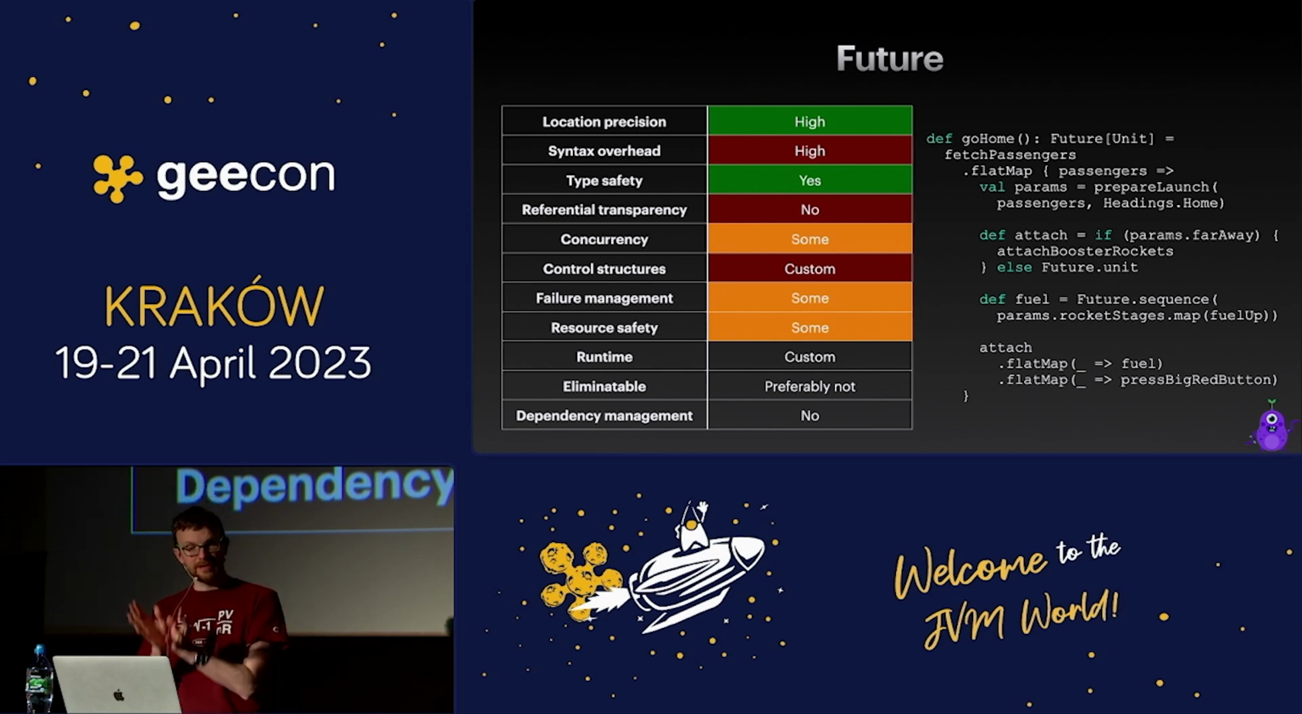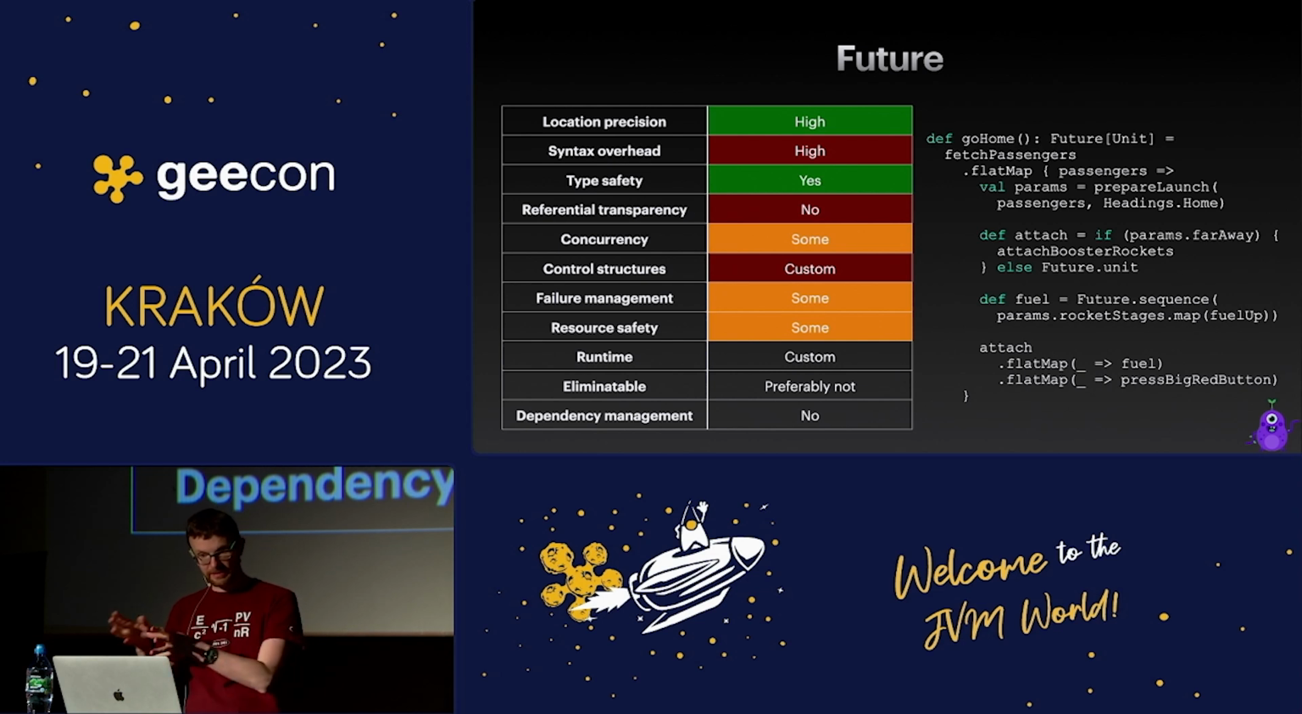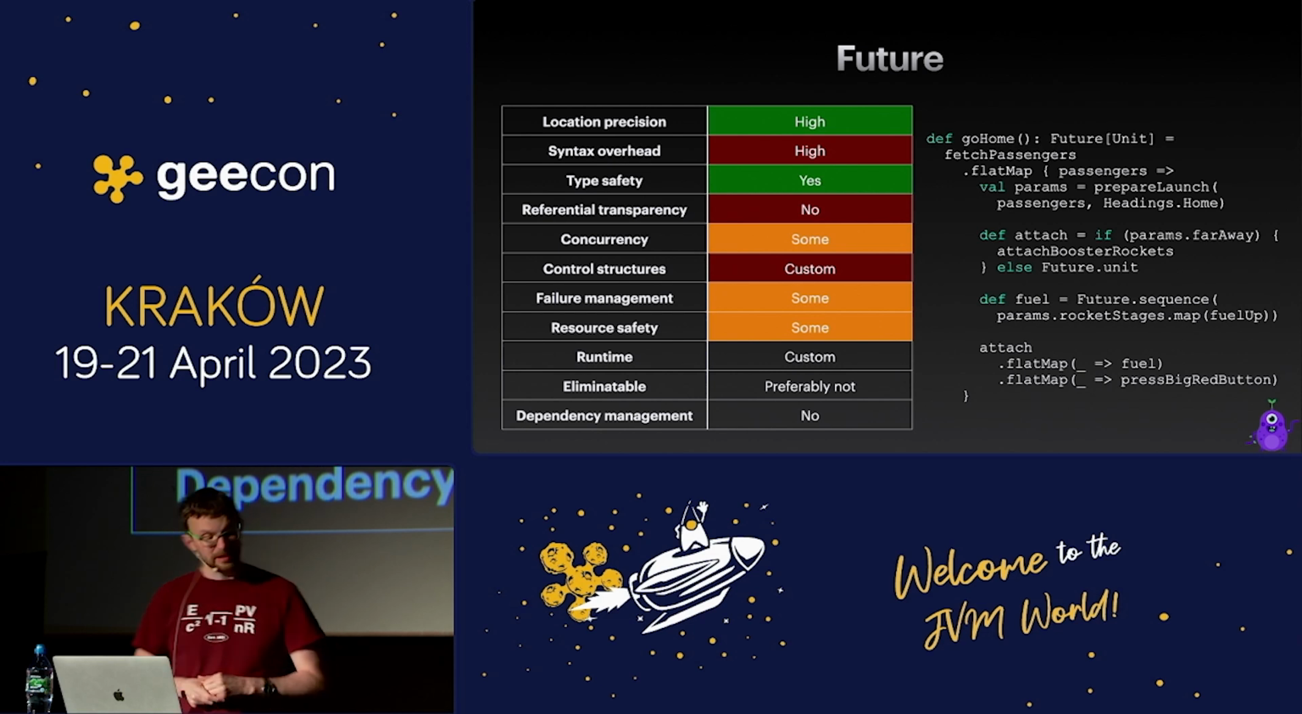Here the types tell us, as the types told us before if a method was throwing exceptions or not. But here the types tell us that the method has an effect, and they also force us to actually use that value in a different way. So the location precision is high, however, syntax overhead is high as well, because we can no longer just write fetch passengers, semicolon, attach booster rockets, right? We have to use this flatMap, which radically changes the way we write code. We do get type safety. We don't have referential transparency yet, so no changes here. We do have some concurrency tools, as in the future.sequence.